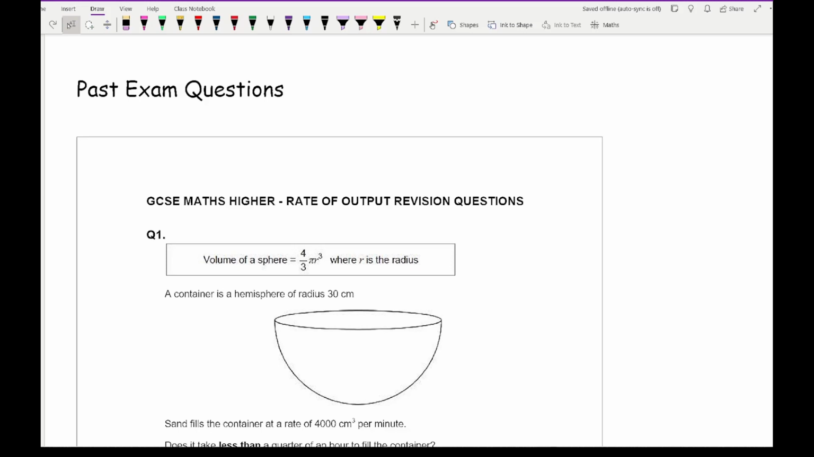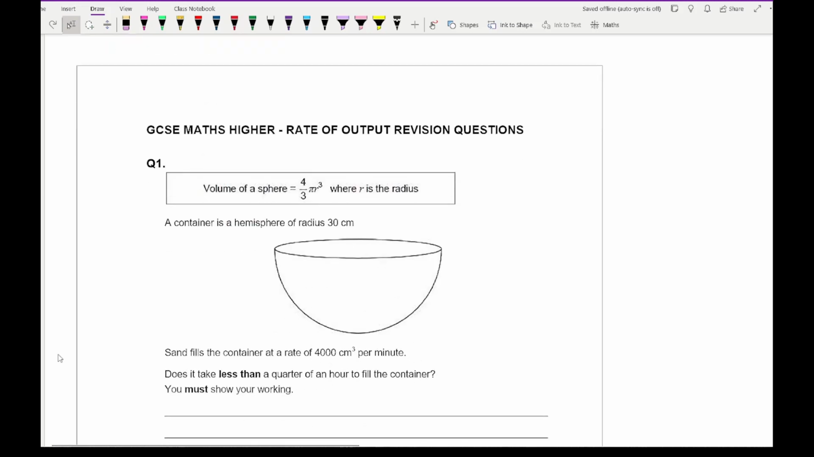So let's get started. Looking at question 1, you can see that here we've got a hemisphere, which again is another topic on the advanced information for the GCSE paper of 2022.